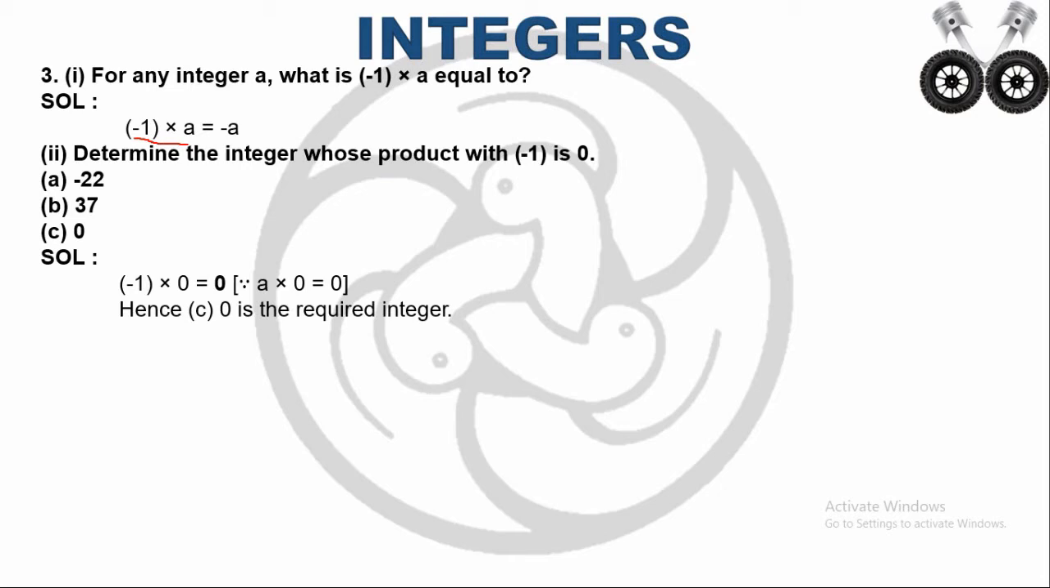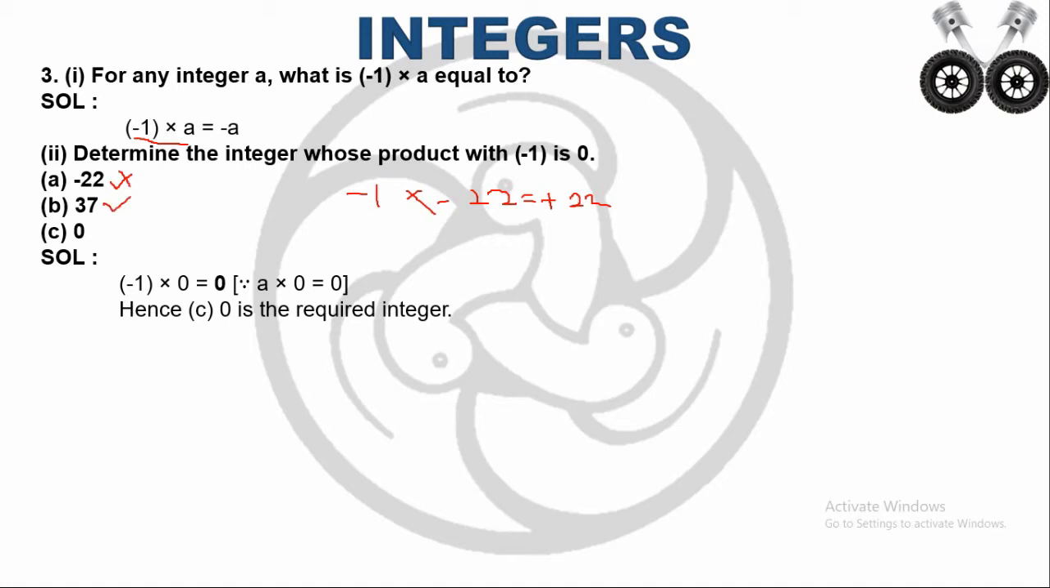So, very first I multiplied minus 1 with minus 22. Minus 1 into minus 22, we get the answer as positive 22. Minus into minus will become plus, 1 into 22. Any number that is multiplied with 1, we will get the same number. So, plus 22, so it is wrong.